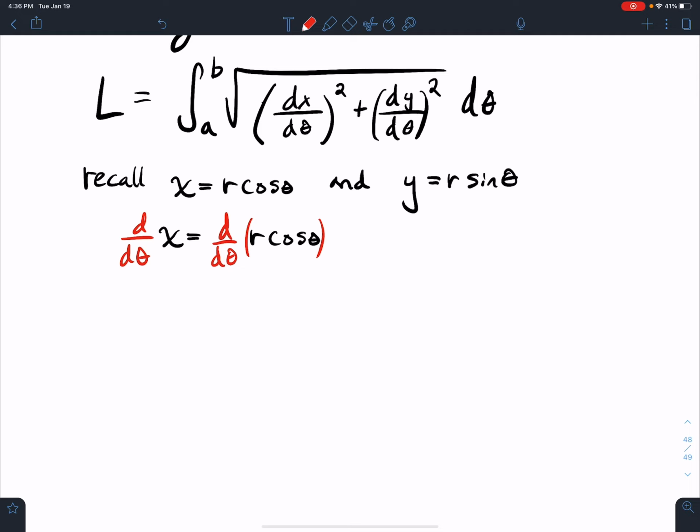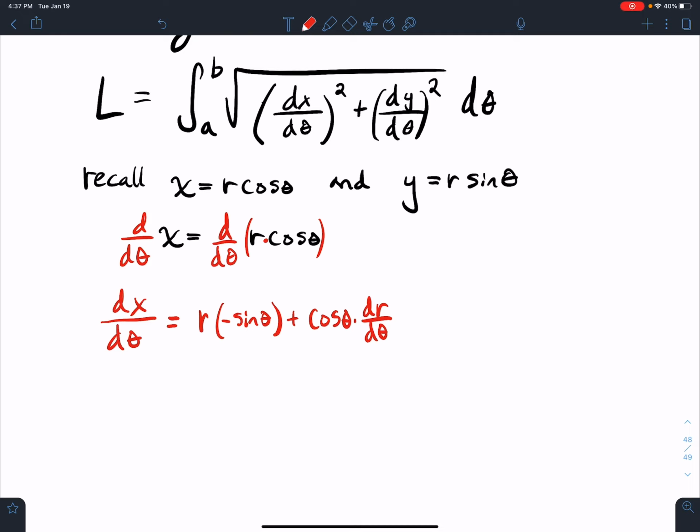And so what do I get? Well, I get dx/d theta, which is what I want, equal to, well, this is a product. So the product says the first times the derivative of the second, negative sine theta, plus the second, cosine theta, times the derivative of the first, dr/d theta. Taking the derivative implicitly. Okay?